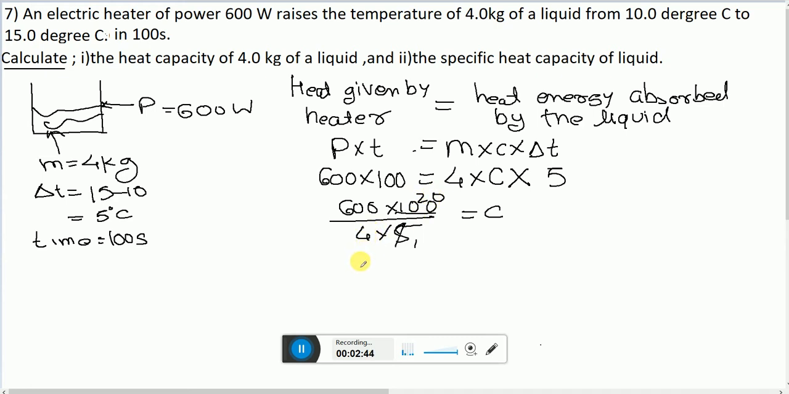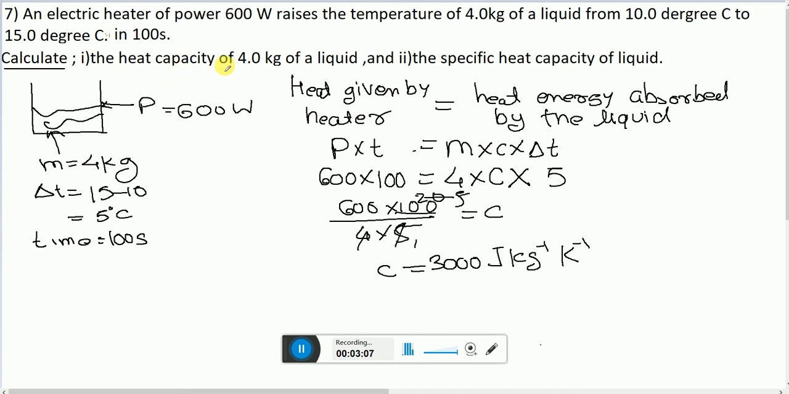And this will give us the specific heat capacity, which is equal to 3000 joules per kg per Kelvin.